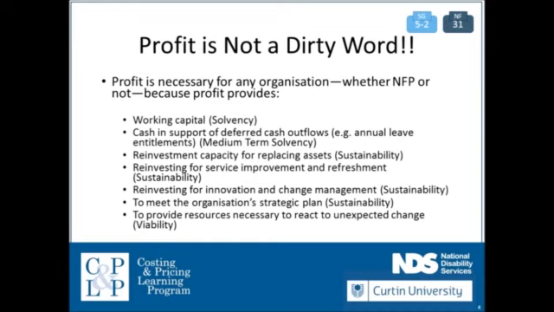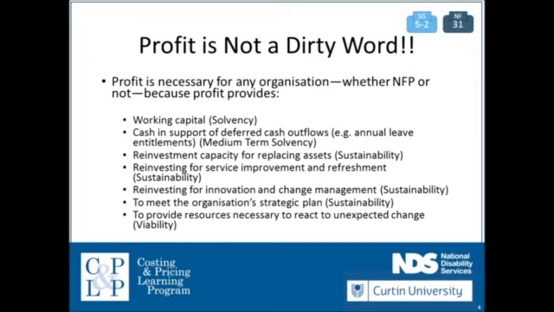We start off, though, by trying to make the maximum stick that profit is not a dirty word. Profit is necessary for any organisation, whether a not-for-profit or a commercial organisation, because it provides for working capital, which goes straight to our solvency question, but it also provides for cash to be able to pay out our deferred cash flows, so things like annual leave entitlements, what we would call the medium-term solvency risks.